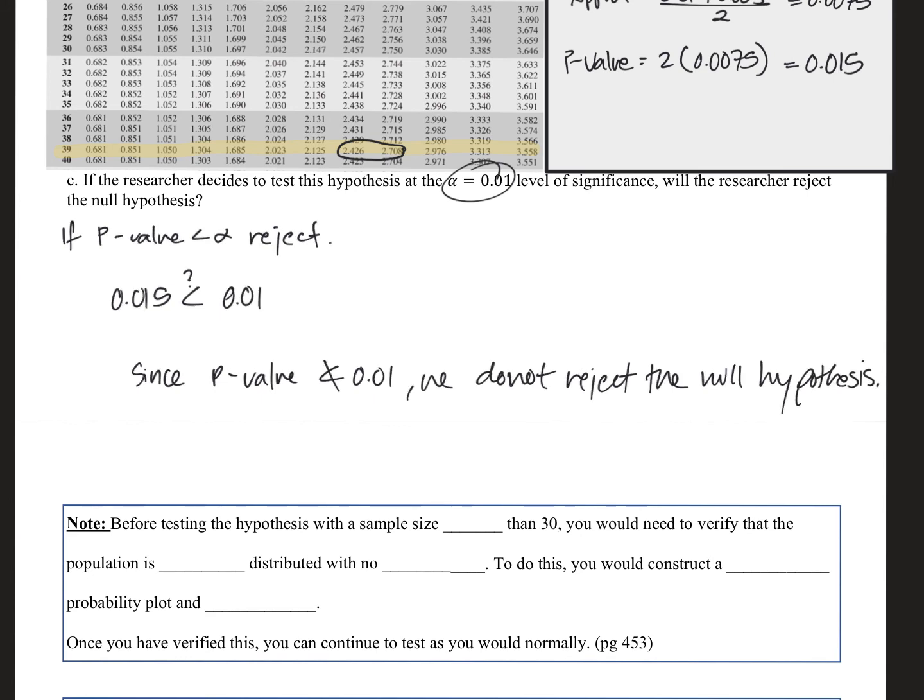Okay, and I'll go ahead and exchange our p-value right there with the actual p-value of 0.015. Remember, that's actually an approximation, just using the table. If you want an actual perfect approximation, you would be looking on Minitab or Excel or your calculator.